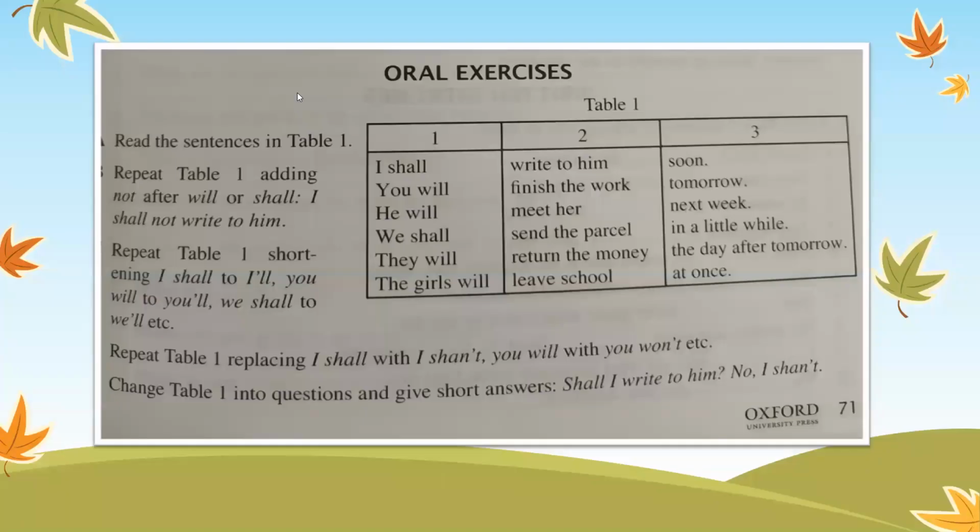Dear students, here we are on the oral exercise. In the oral exercise, you can see that we have a table. Table 1: in box number 1 write I shall, in box number 2 write to him, and in box number 3 soon. Means I shall write to him soon. You will finish the work tomorrow. He will meet her next week. We shall send the parcel in a little while. They will return the money. This is the use of shall or will. Shall or will is used when we have a future tense, the action which we are going to do tomorrow. This is on page number 71.